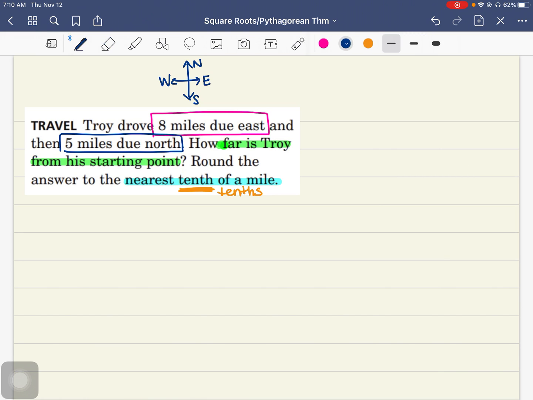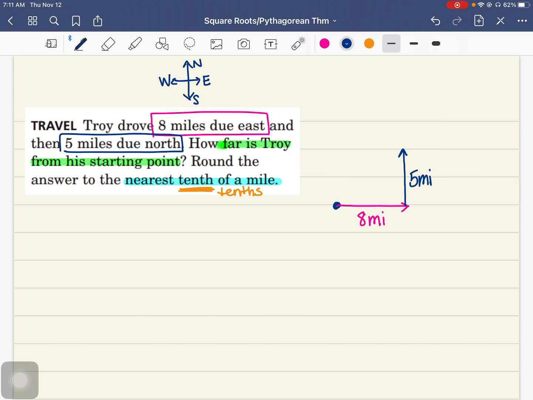All right, so let's pick our starting point. So here's where Troy is starting. And it says in pink here, he drove 8 miles east. So east is going to be in this direction here. So he went 8 miles this way, right? And then he turned and went 5 miles north. Due just means straight, no diagonals at all. So 8 miles east, that's this way. And then he turned and he went 5 miles north, which is that way.